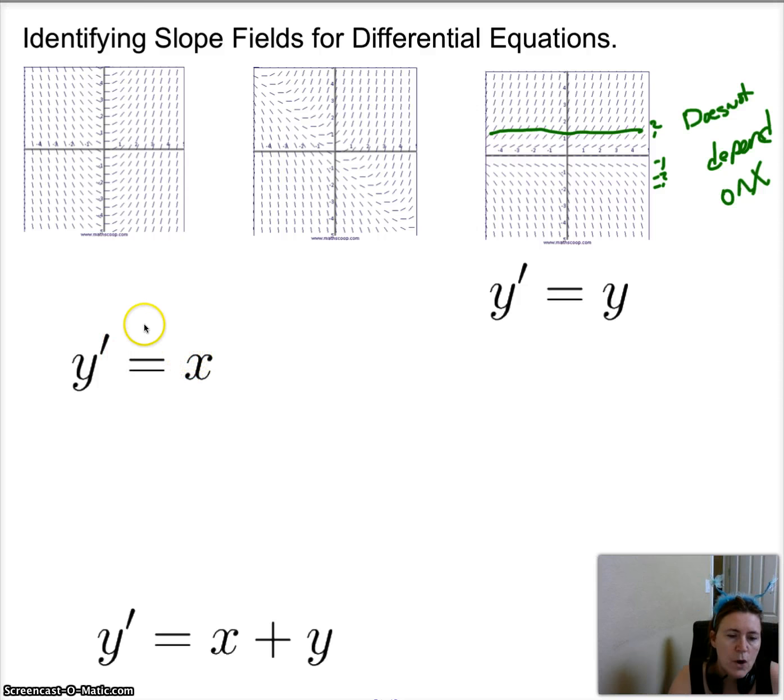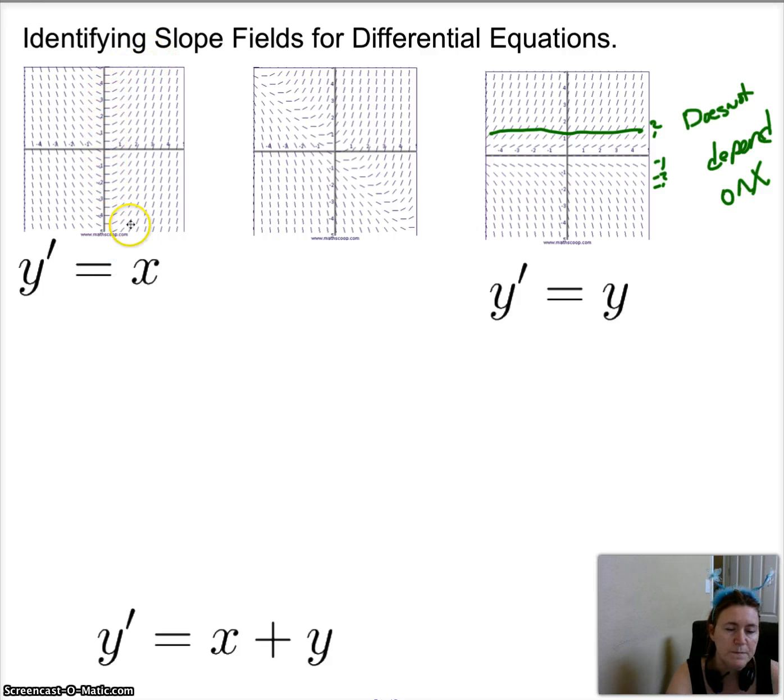Oh, goodness gracious. Where is the slope 0? And of course, the slope for this one should be 0 when x is 0, and that certainly isn't it. So let's look at this one. Okay, whenever x is 0, this slope is 0. Now, does this depend upon y? Well, let's look at this. It does not appear to change when my y value changes.